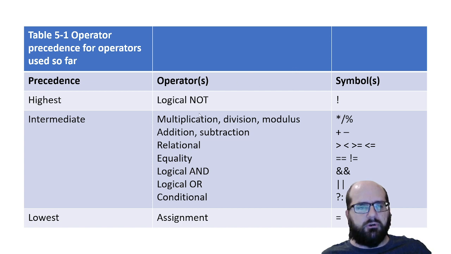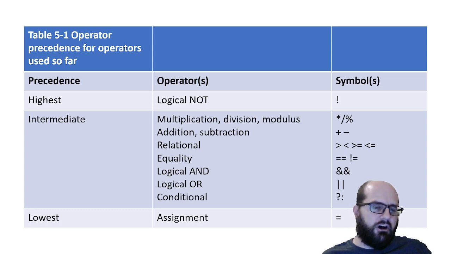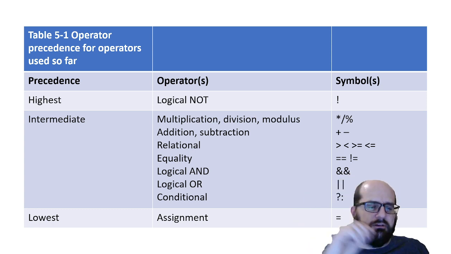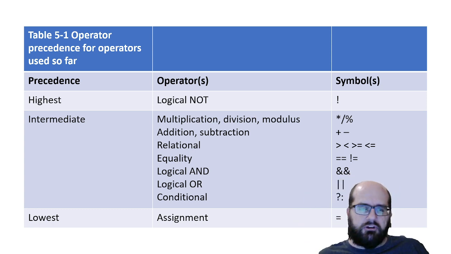The highest order of operation is not. The intermediates are multiplication, division, modulus, addition, subtraction, relational, logical and, and logical or, then conditional. But just so you are aware, in the intermediate level of order of operations, the multiplication, division, modulus are on top, and you read them left to right no matter what the order is. Just do multiplication before you do addition and subtraction, and you keep going from there.